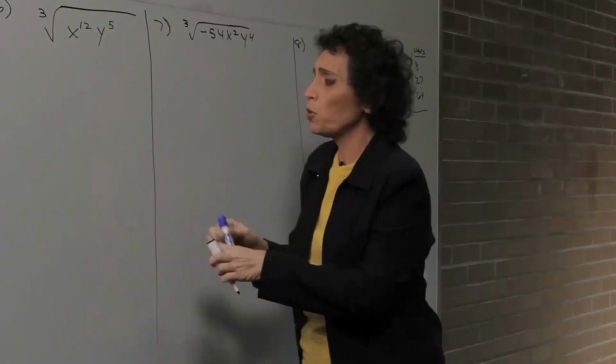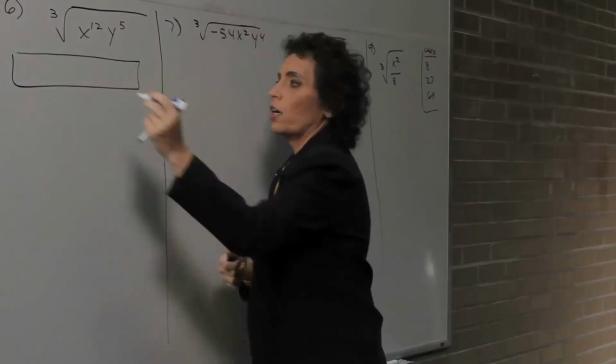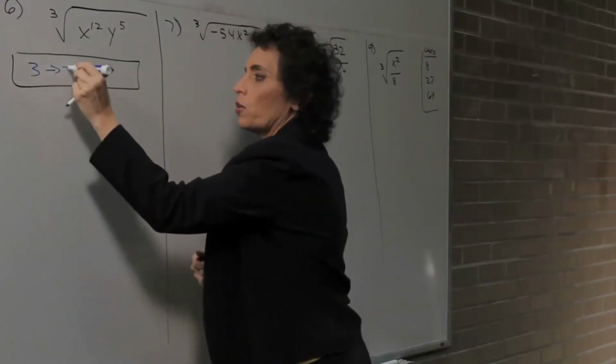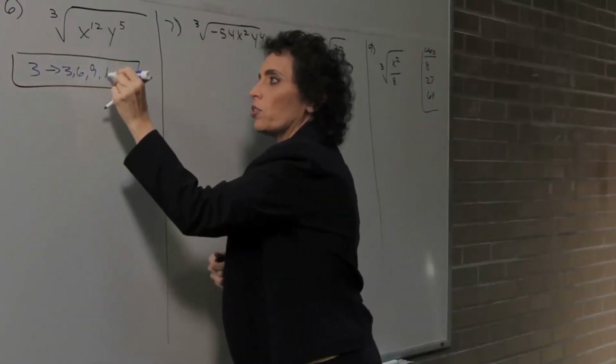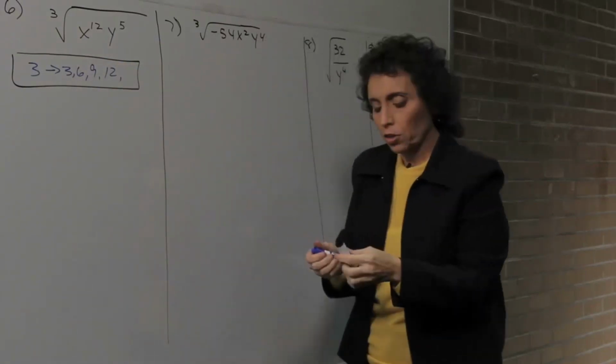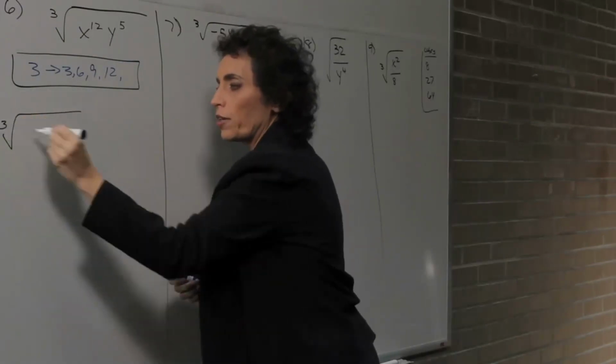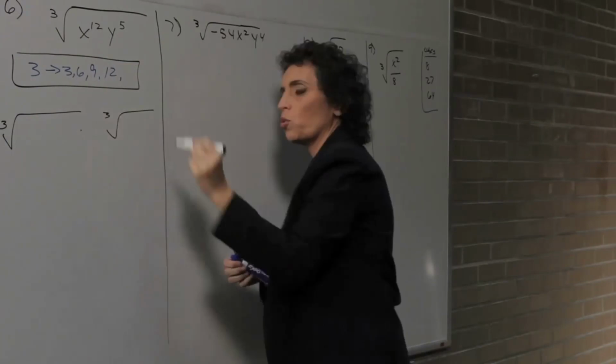So I'm going to take multiples of the index 3. Remember that's how we're going to deal with the exponents. So I'm going to go 3, 6, 9, 12. And that's as far as I have to go because I can't go over, remember. So now I'm going to break it up into 2 because it's not perfect. Don't forget to write the little 3 for cube root, otherwise it's square root.